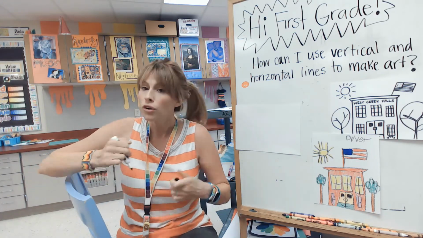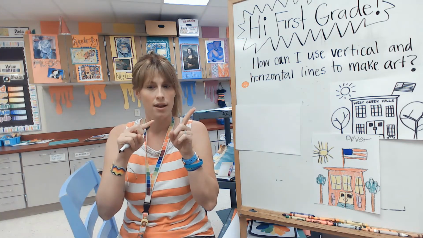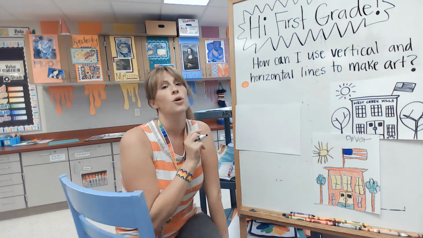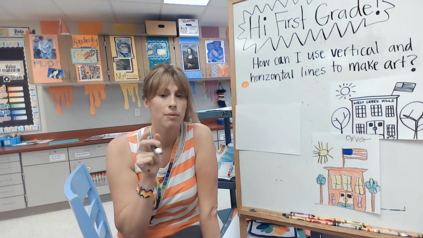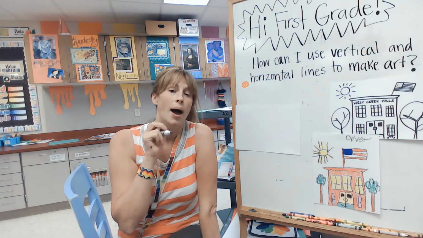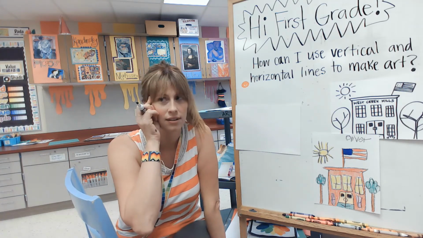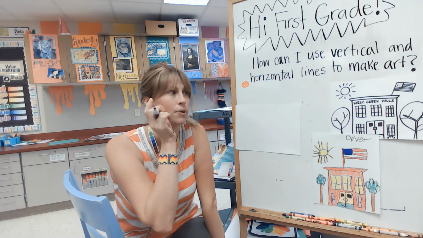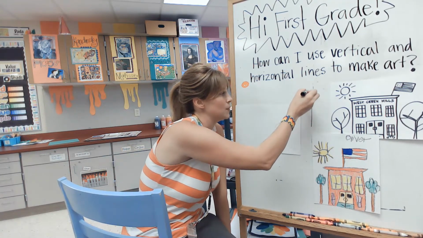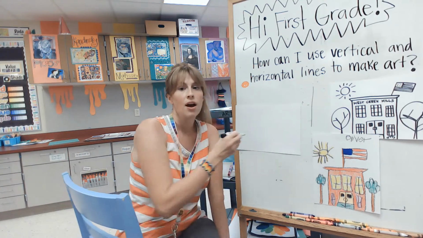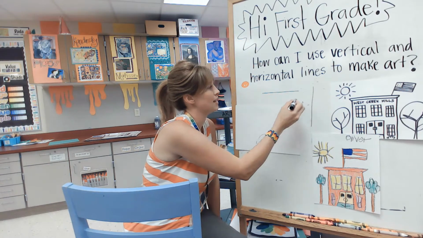So vertical and horizontal lines are straight lines, okay, but they each go a different way. We talked about it last year, so I might be thinking, which one is which? It's super hard to remember. Since we're not together, I kind of have to tell you, but be thinking if you had it right or if you couldn't remember. So a vertical line is the up and down line, okay? A horizontal line is the side to side line.